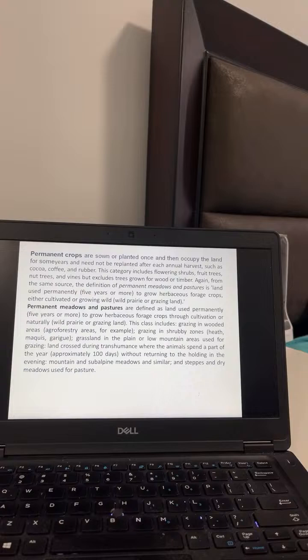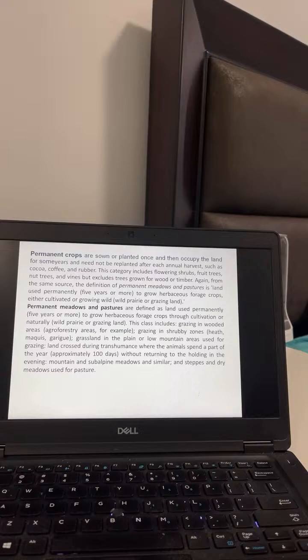Permanent crops. Permanent crops are sown or planted once and then occupy the land for some years and need not be replanted after each annual harvest, such as cocoa, coffee, and rubber. This category includes flowering shrubs, fruit trees, nut trees, and vines, but excludes trees grown for wood or timber.